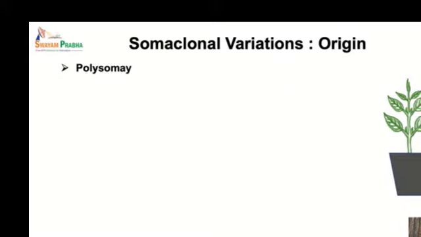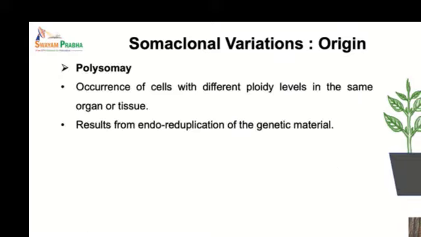So let's learn a little bit about polysomaty. Polysomaty is the condition where different cells of an organ or different tissues in the plant body may have different ploidy levels, and this condition is called polysomaty. One of the major reasons for polysomaty is endo-reduplication of the genetic material in the cell.